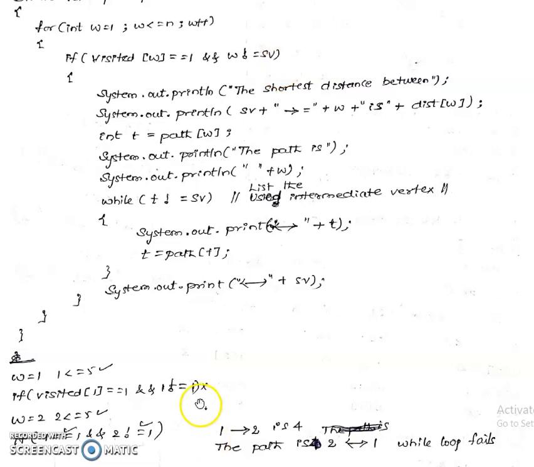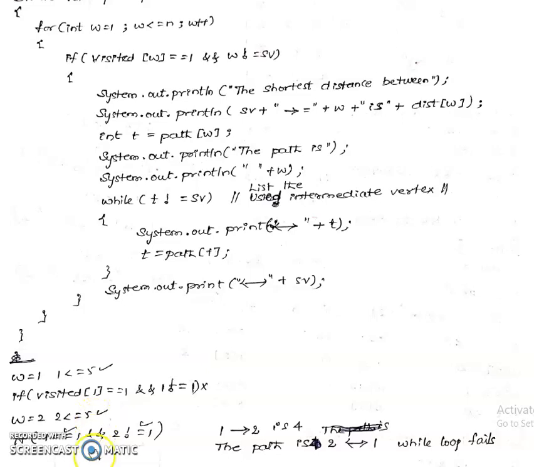Then w not equal to sv. w is 1, not equal to 1. Not equal to 1 means source vertex. Source vertex is equal to 1. If this condition is satisfied, then only I can print the path, because for the source vertex there is no other path. It is a parent node. So this condition is false, so we will not execute the if condition.